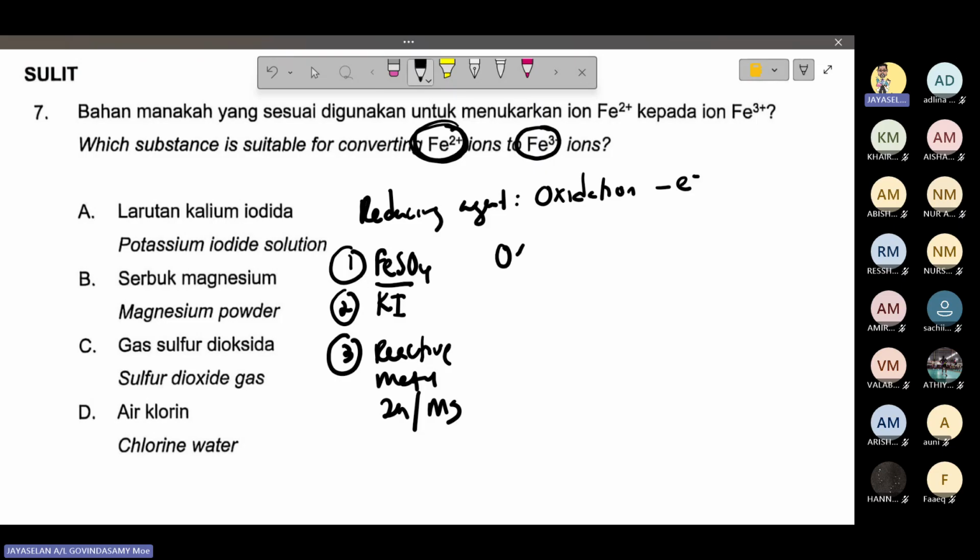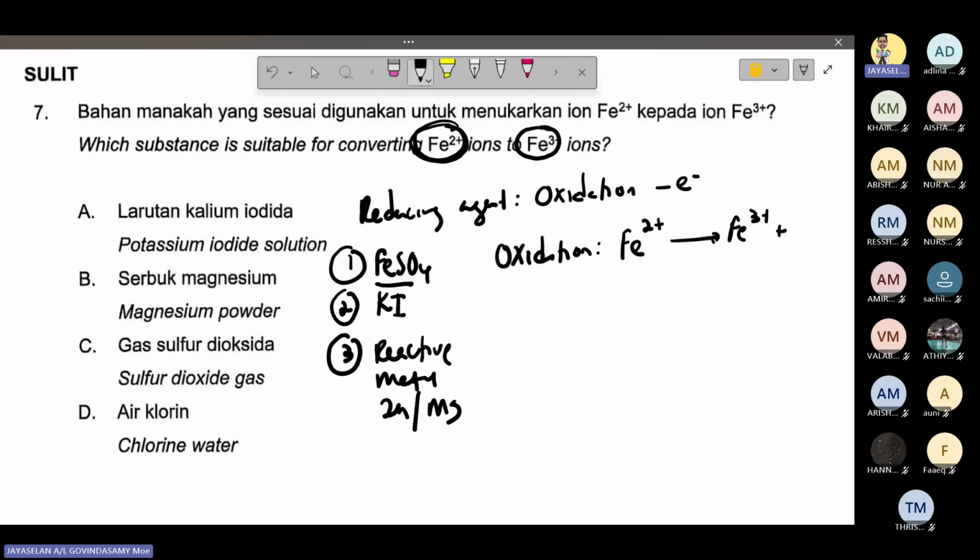Iron 2 will undergo what reaction? Oxidation. How to do the half equation? Iron 2 becomes iron 3 by losing one electron. It lost one electron. Can this reaction occur if, let's say, there is what?